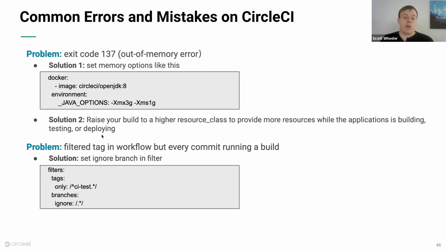Filtered tag in a workflow, but every commit is running a build. When you filter only on tag, it will attempt to filter on branch first. Since there's no restrictions on branch, it will still run the build every time. The solution here is to set ignore branch in the filter to ignore all branches, or specific branches that you would like to ignore.